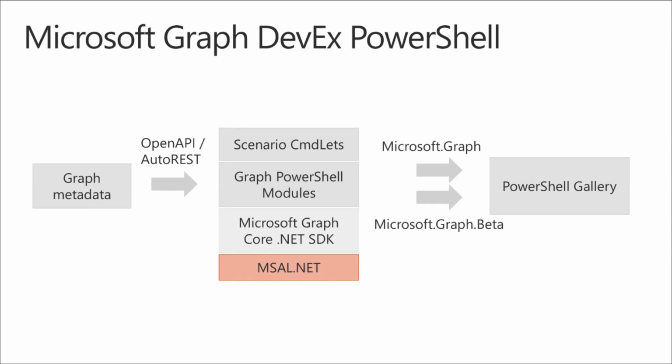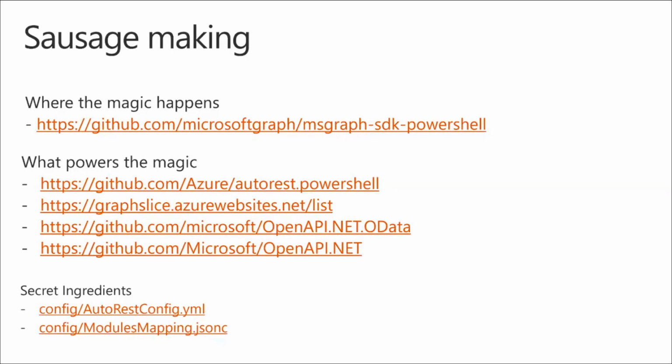And then we are generating those modules, and we've layered it on top of the Microsoft Graph .NET SDK, which is also using the MSAL.NET under the covers. And then we generate those libraries, and as I said, they're going to go out to PowerShell Gallery. This is a bunch of links to find various things. I want to jump right in the last minute to what I call these secret ingredients down here.